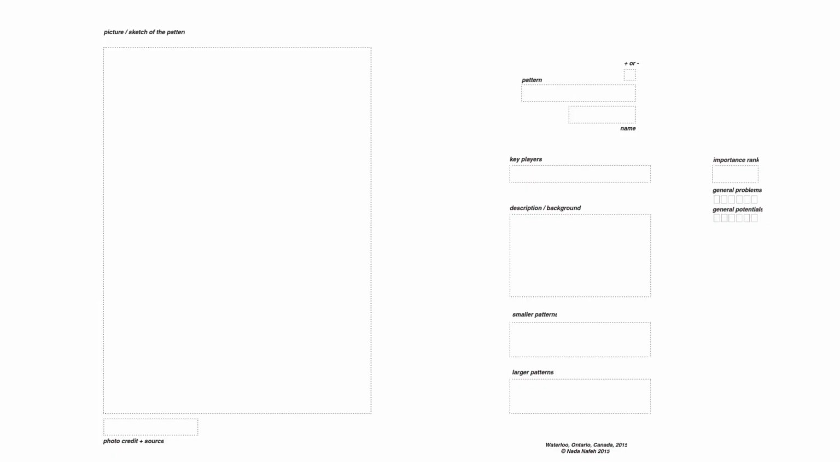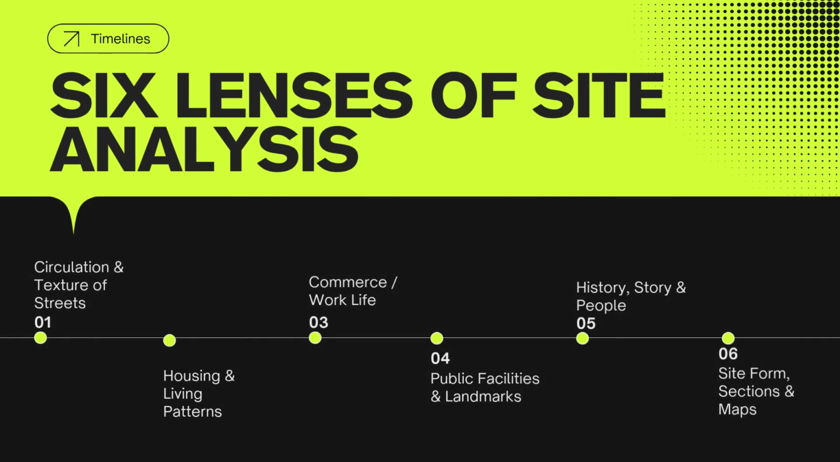Next, think of the cause. Why has this formed? And then the effect. How does it shape anything on your site, be it movement, visibility, or comfort? When you're done, you'll have a visual database of your site's DNA. Not random notes, but structured urban intelligence.